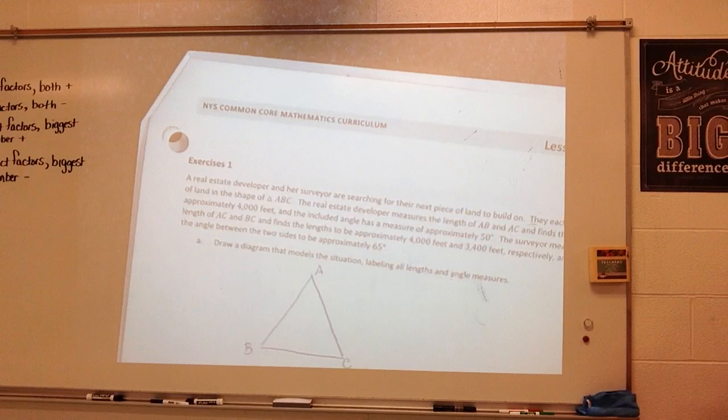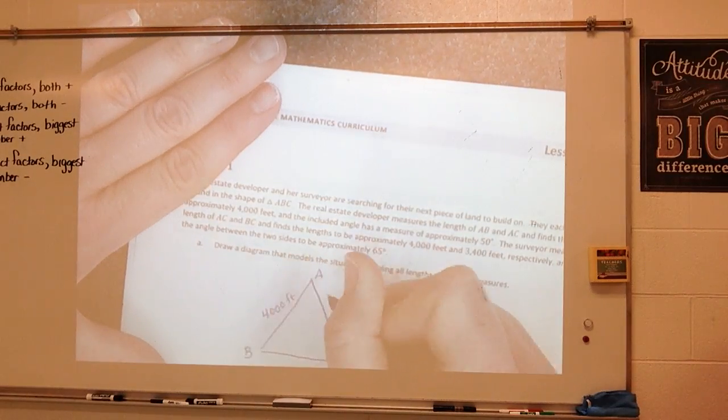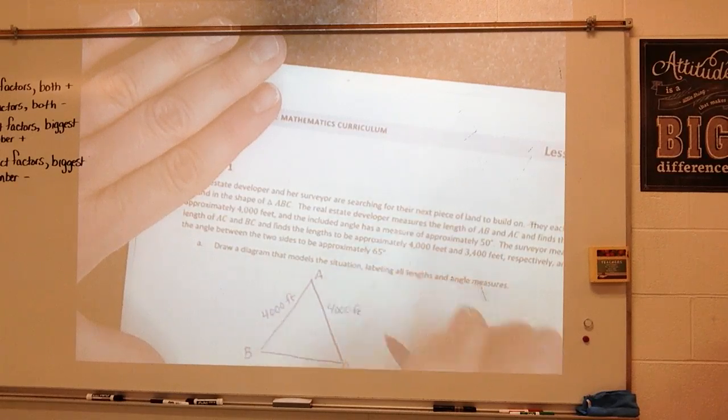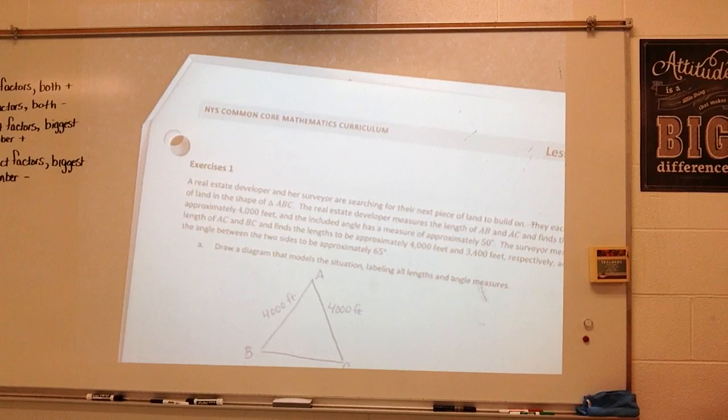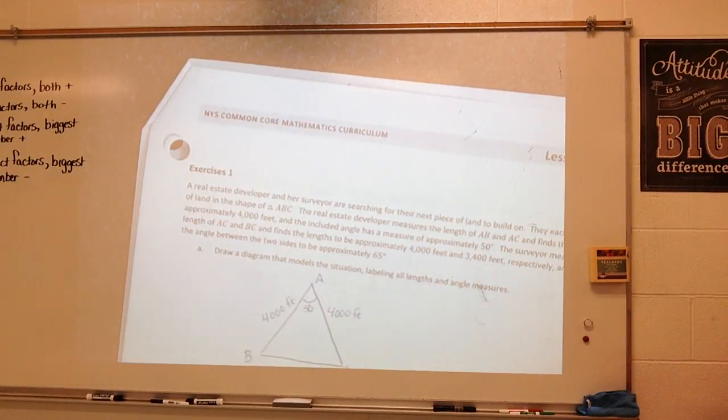The real estate developer measures the length of AB and AC and finds them to both be approximately 4,000 feet. So 4,000 feet. Okay? And the included angle has a measure of approximately 50. So the included angle here would be 50. The surveyor measures the length of AC and BC and finds the lengths to be approximately 4,000 feet and 3,400 feet, respectively, and measures the angle between the two sides to be approximately 65.